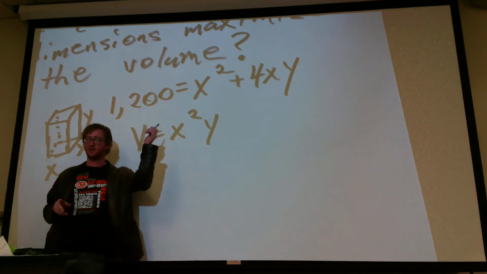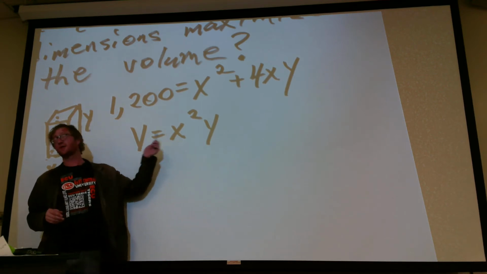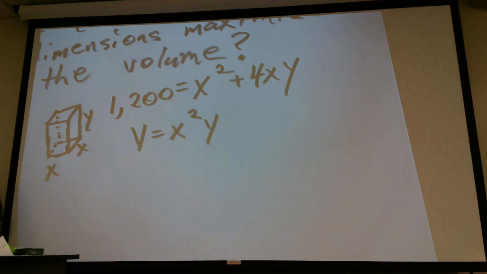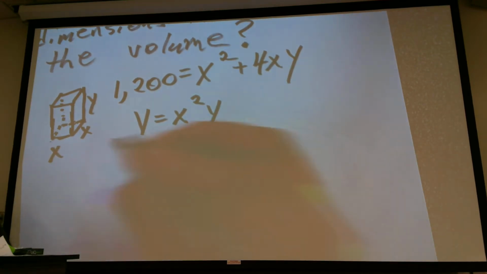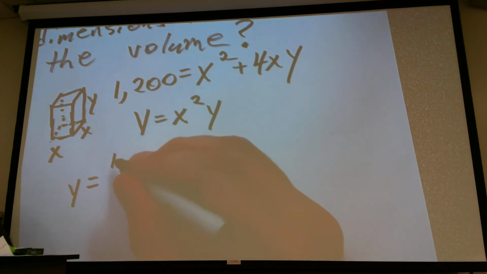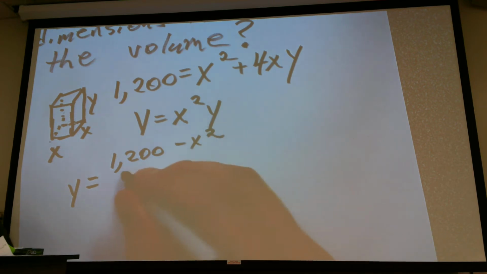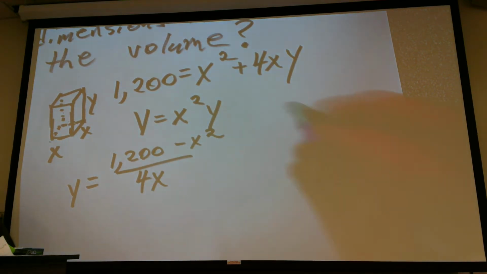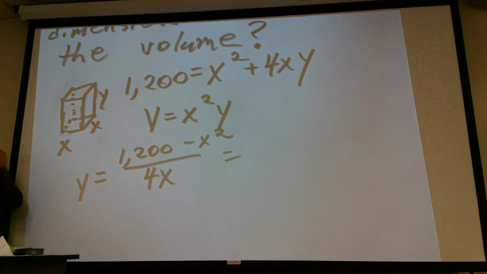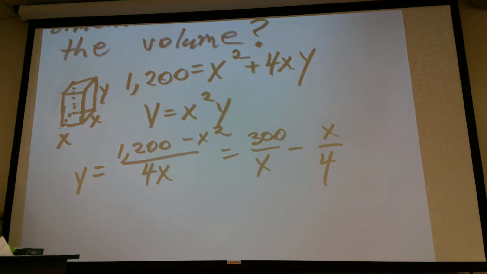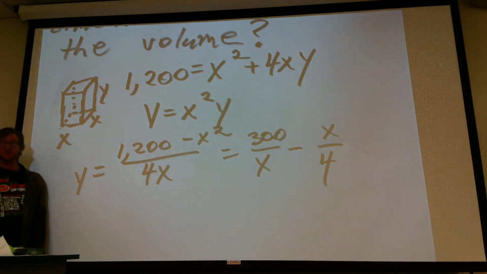And so we want y as a function of x. We're going to manipulate our constraint so that we can turn the volume into a function of one variable, then take its derivative and set it equal to 0. So y would equal 1,200 minus x squared, divided by 4x. 1,200 divided by 4 is just 300, divided by x, minus x divided by 4. Okay, so we've isolated y.